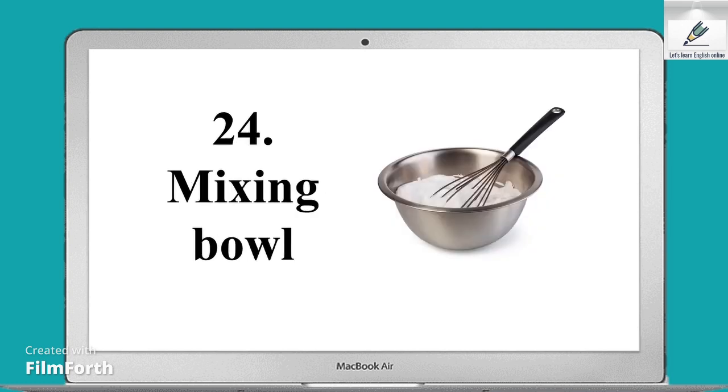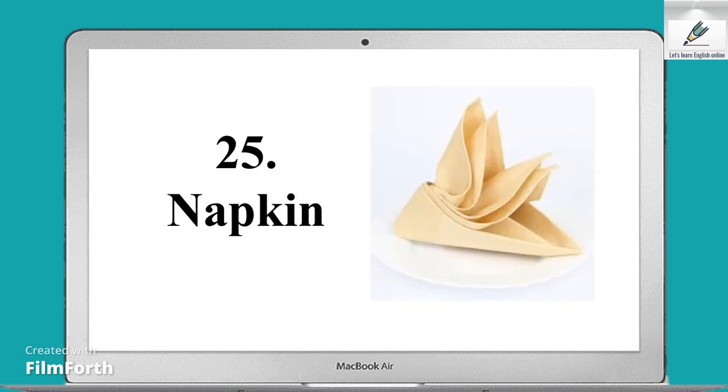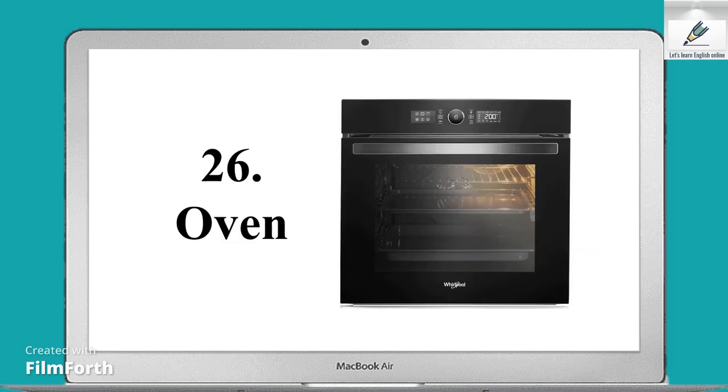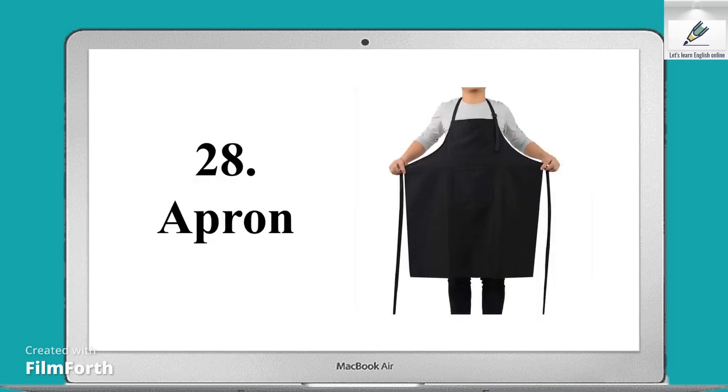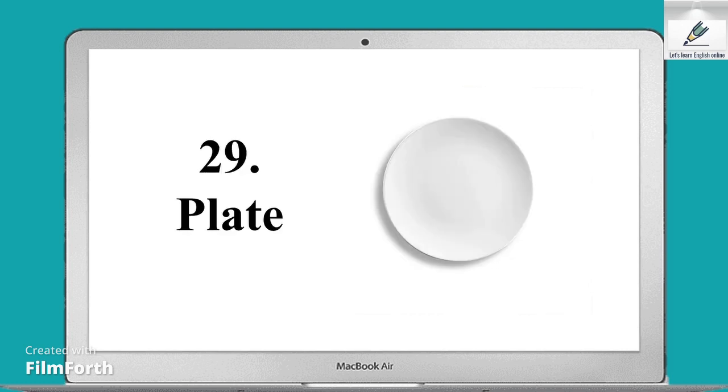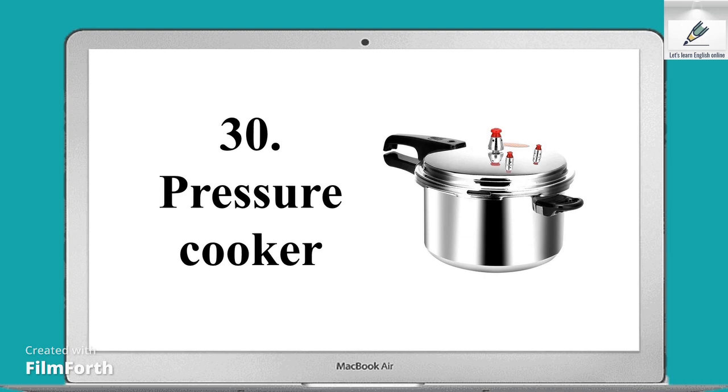24th word is mixing bowl. 25th word is napkin. 26th word is oven. 27th word is oven mitt. 28th word is apron. 29th word is plate. 30th word is pressure cooker.